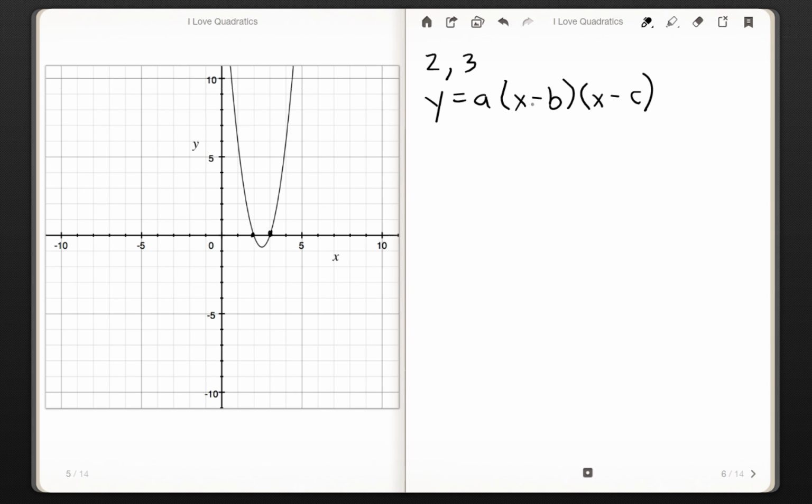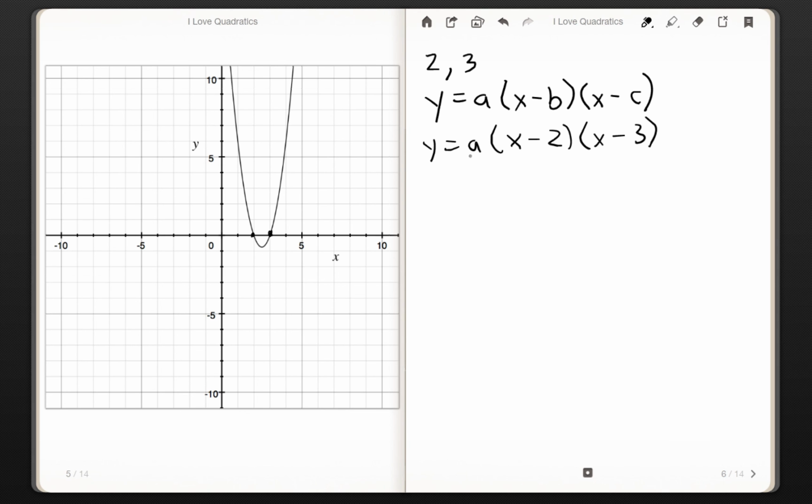So the reason we have x minus the root is because we're saying what number do we need to set x equal to, so that when we subtract the root, we end up with 0, because remember, the reason it's a root is because y equals 0 at that point. By making either of these two terms 0, y is going to be equal to 0. So we just substitute in the roots for b and c, so we'll get a times x minus 2 times x minus 3.